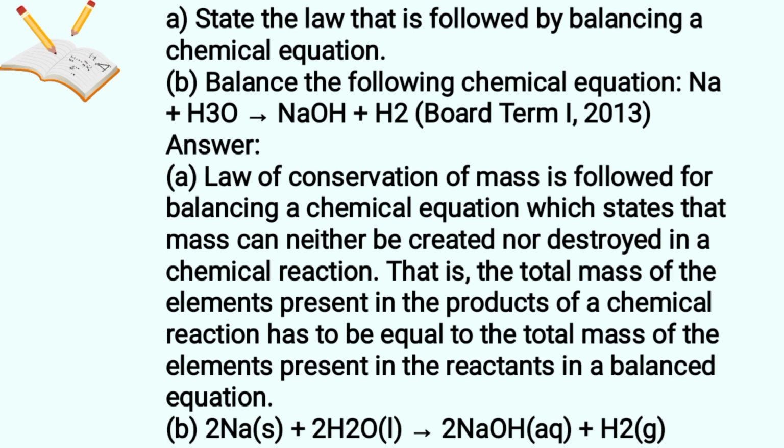Balance the following chemical equation: Na plus H2O gives NaOH plus H2. You have to balance this chemical equation as it is an imbalanced one. Please count and try with the hit and trial method. So you will get 2 Na in the solid state, 2 H2O liquid, 2 NaOH aqueous plus H2, that is gas. You have to use the hit and trial method.